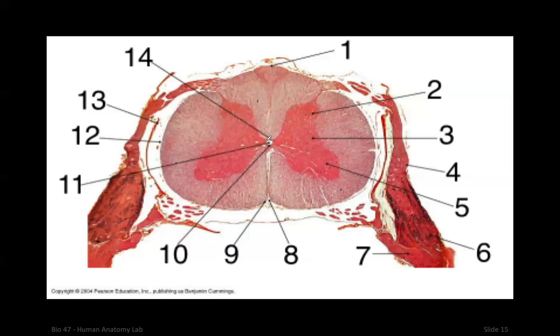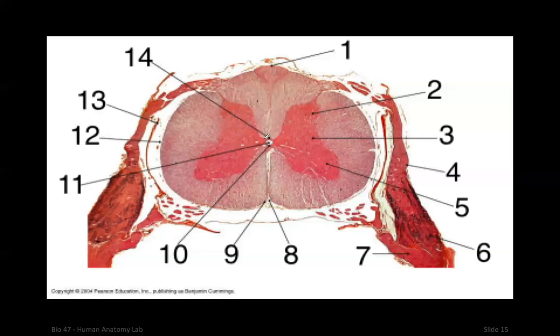Number 11 is the central canal, a hollow space that cerebrospinal fluid is traveling through. Number 12 is this lateral white column. Number 13, that would be hard to guess, but it's the dura mater that's surrounding the outside of the spinal cord. And then 14 is that gray commissure again.